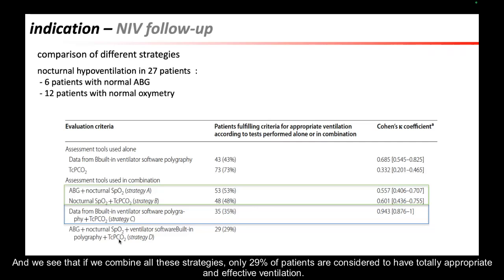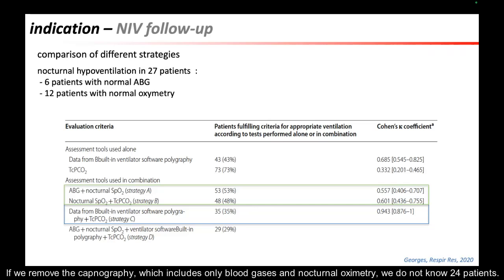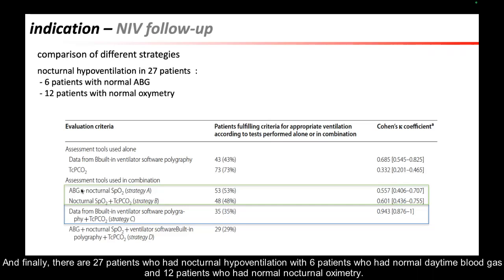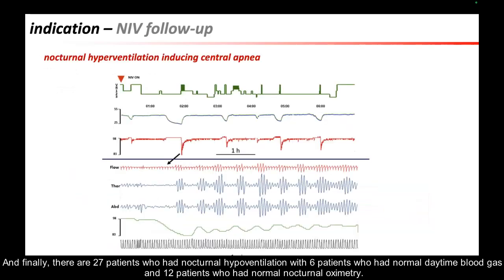And we see that if we combine all these strategies, only 29% of patients are considered to have totally appropriate and effective ventilation. If we remove the capnography, which includes only blood gases and nocturnal oximetry, we do not know 24 patients. And finally, there are 27 patients who had nocturnal hypoventilation, with 6 patients who had normal daytime blood gas and 12 patients who had normal nocturnal oximetry.